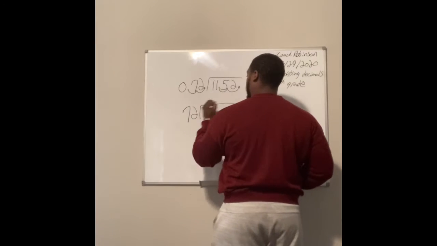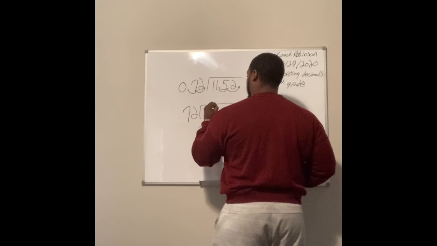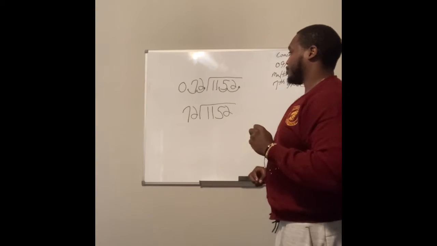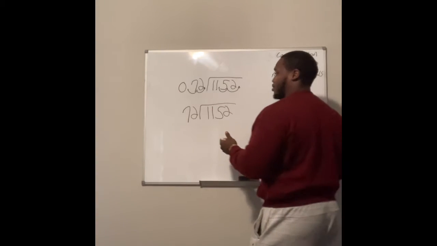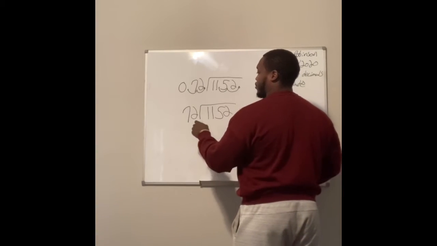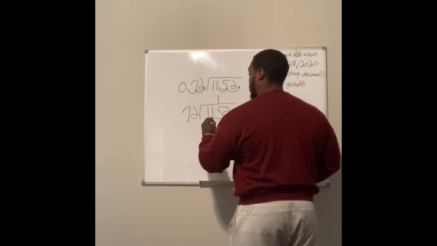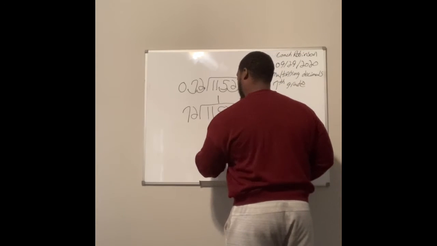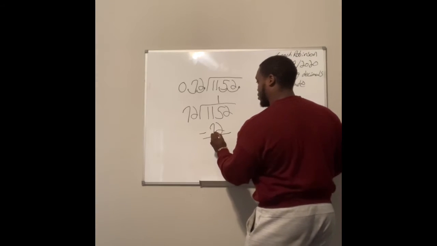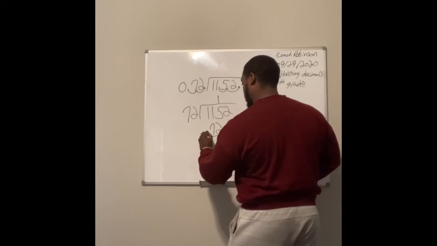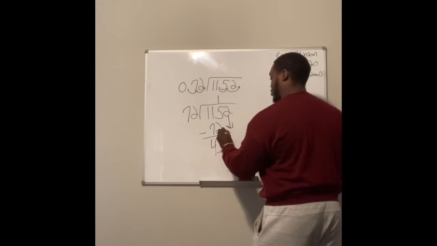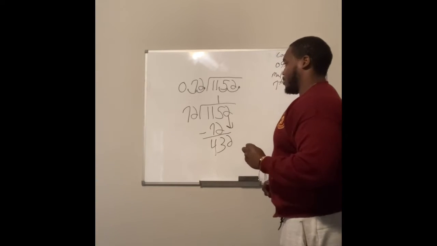So now the new problem becomes 72 divided into 1152. We know 72 can't go into 1 or 11, but it can go into 115 one time. 115 minus 72: 5 minus 2 is 3, and 11 minus 7 is 4. We're gonna drop our 2, making 432.